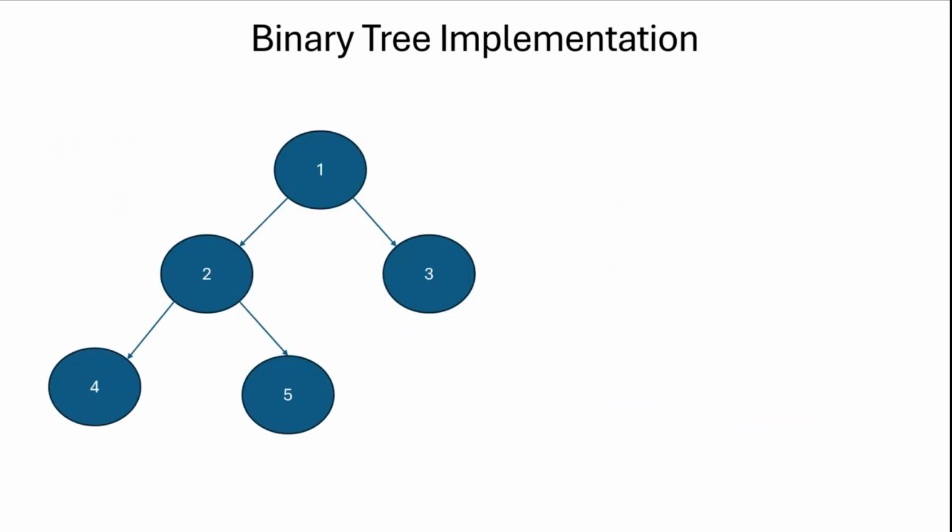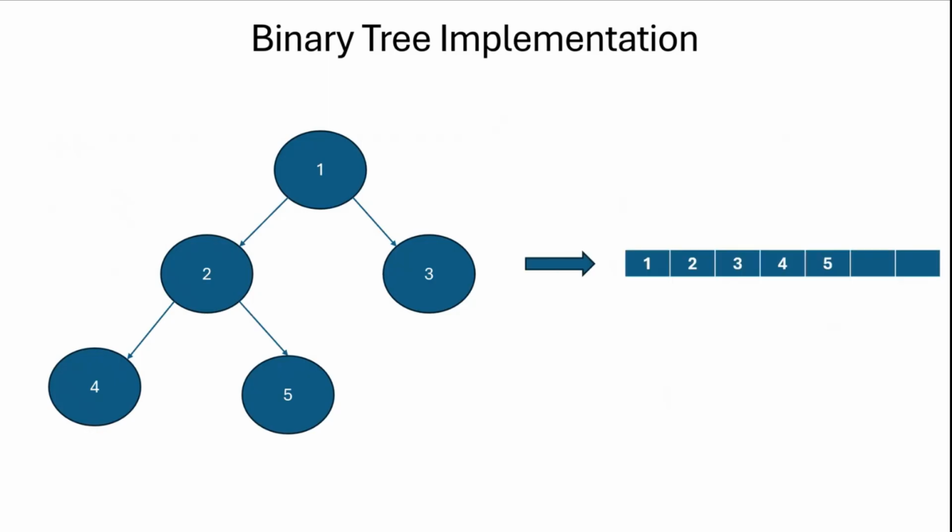Some of the binary trees are also implemented as an array. For example, this binary tree can also be represented as an array like this, and these are the indexes. So depending on the use cases and type of the tree, a binary tree can be implemented in an array also for fast performance.